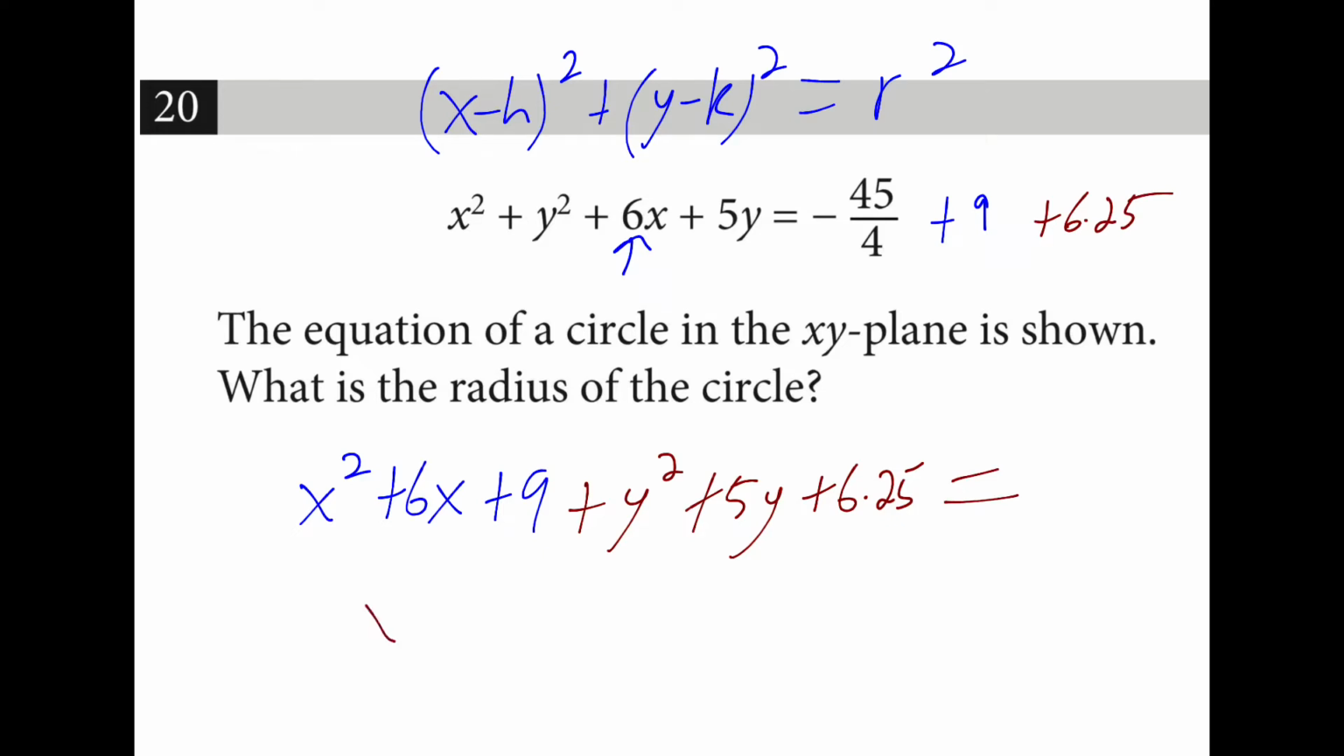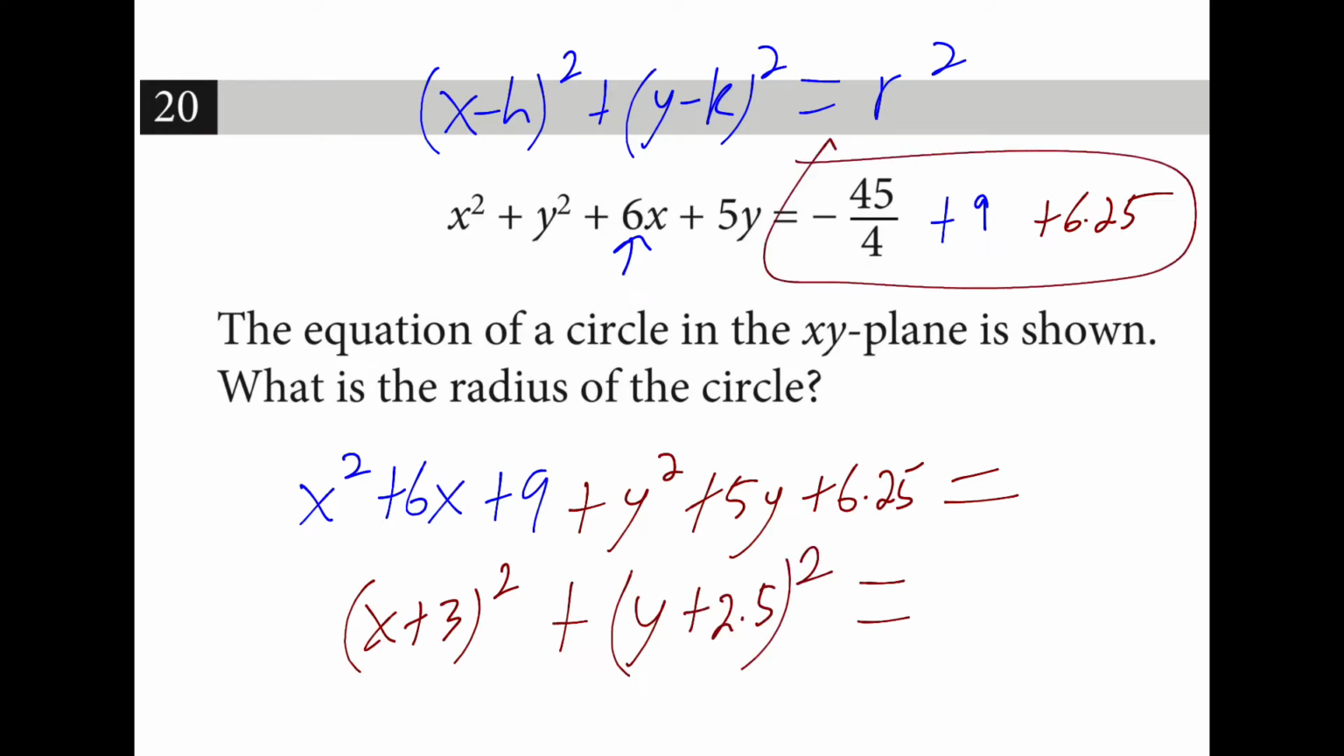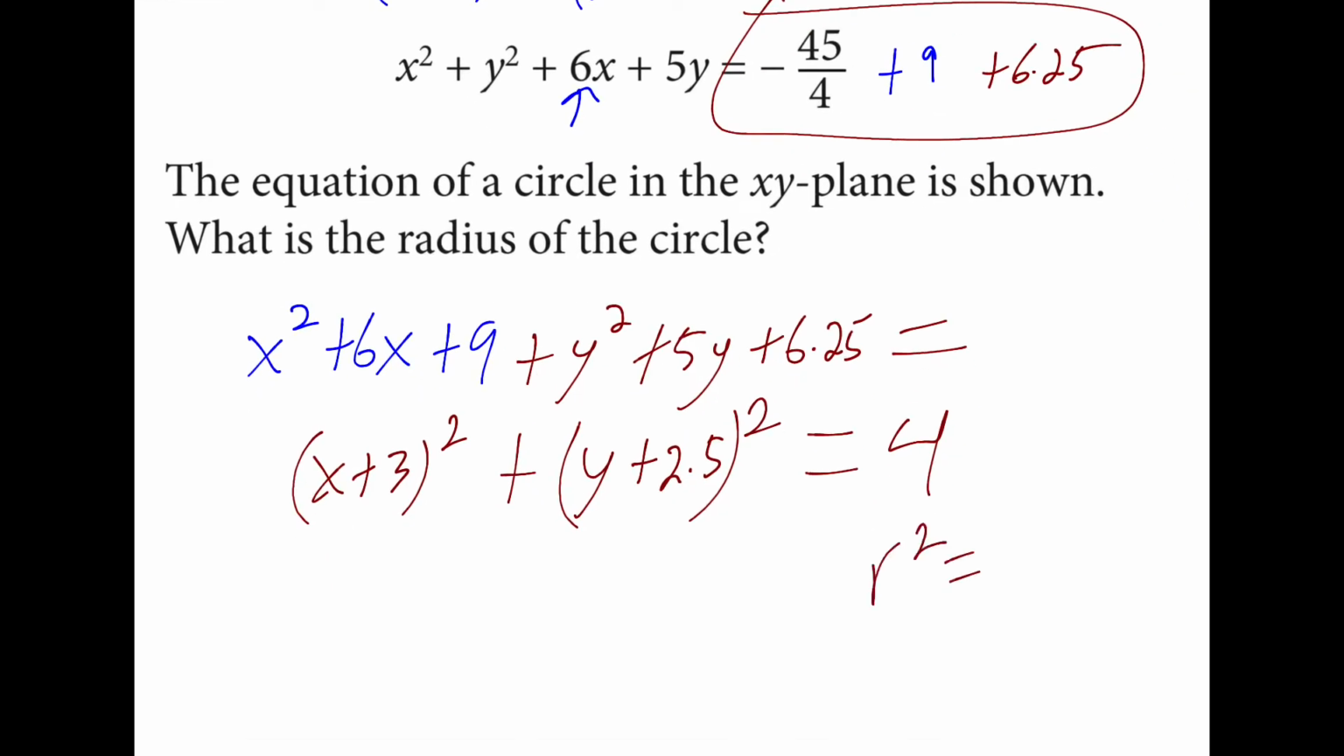This condenses to x plus 3 squared. This condenses to y plus 2.5 squared. And on the right, I add these 3. If I combine them all, I get 4. So r squared is 4, r is 2.